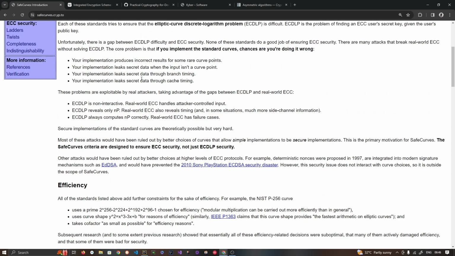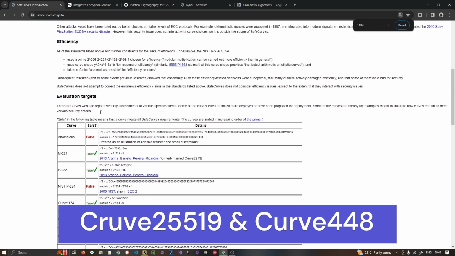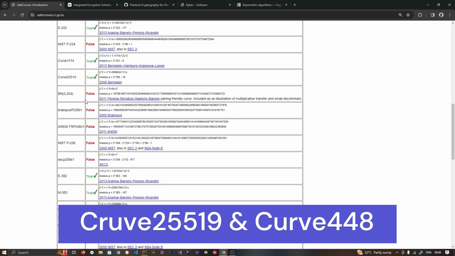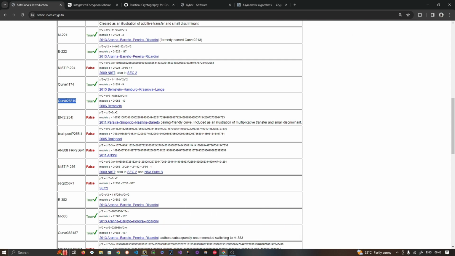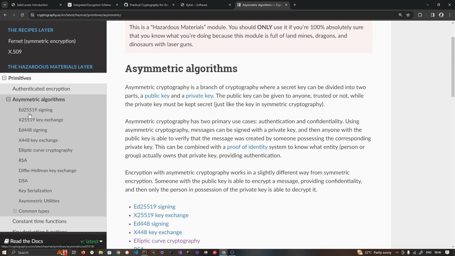What they are suggesting is to use a safe curve. So these are the two curves here, Ed25519 and Ed448 Goldilocks. The difference between the two is, I guess, the key length. Let's understand.